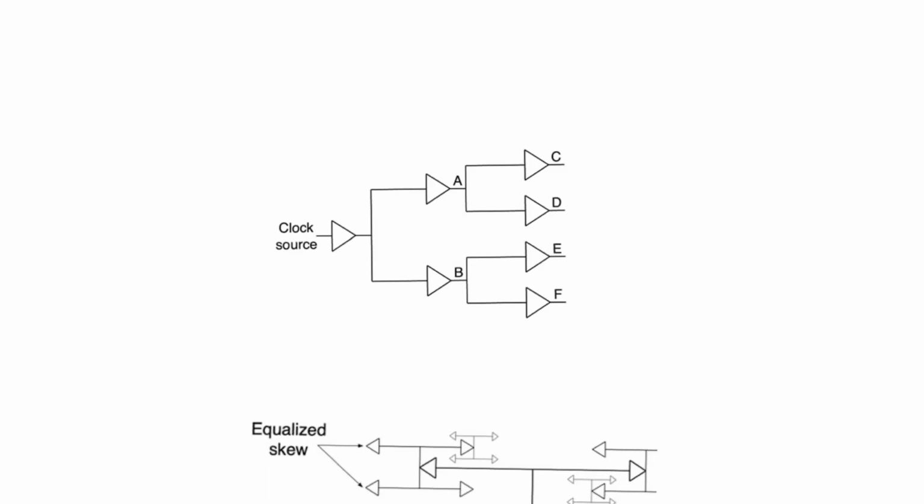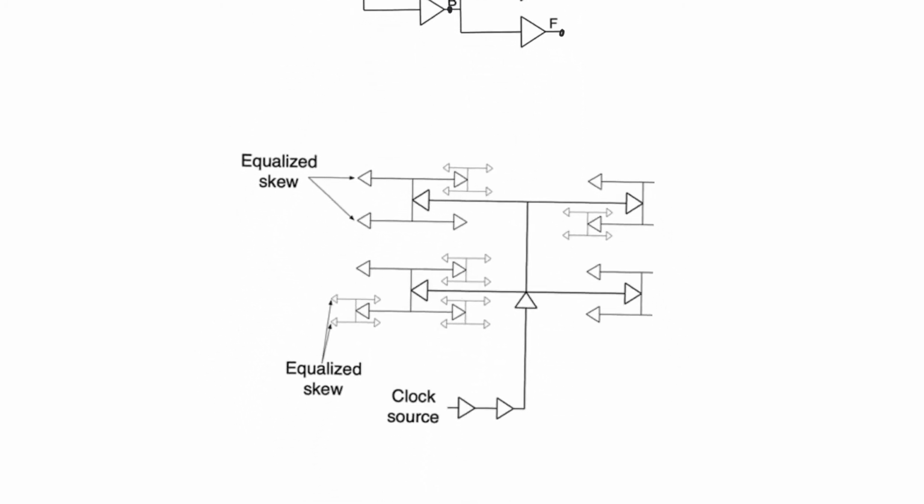And so skew between A and B, between registers at nodes A and B, is going to be small. Between C and D is going to be small. Between E and F is going to be small. And one of the most popular tree networks used to distribute clocks is the H-tree network.